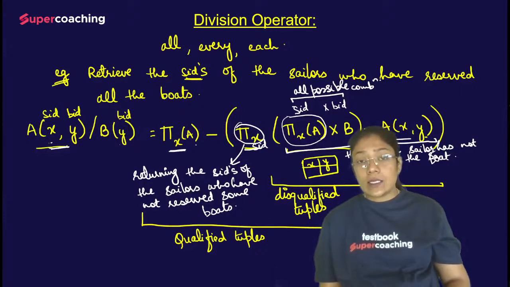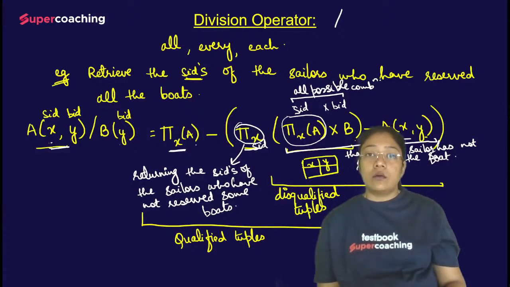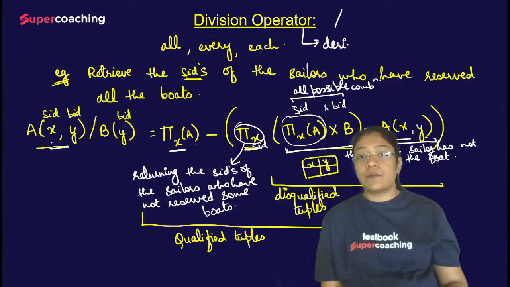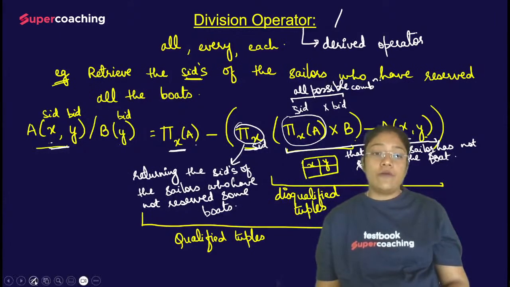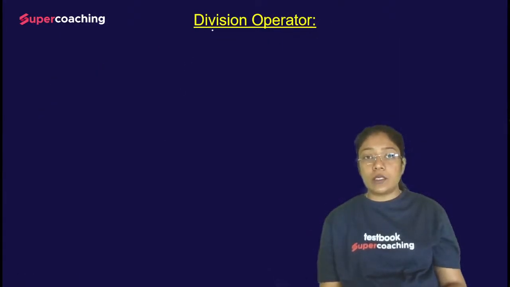Okay, so this is the expansion of the division operator. This is the operator used for division, and definitely you can see here we are using the cross product, set difference, projection operator. So definitely division operator is also a derived operator. Make sense?